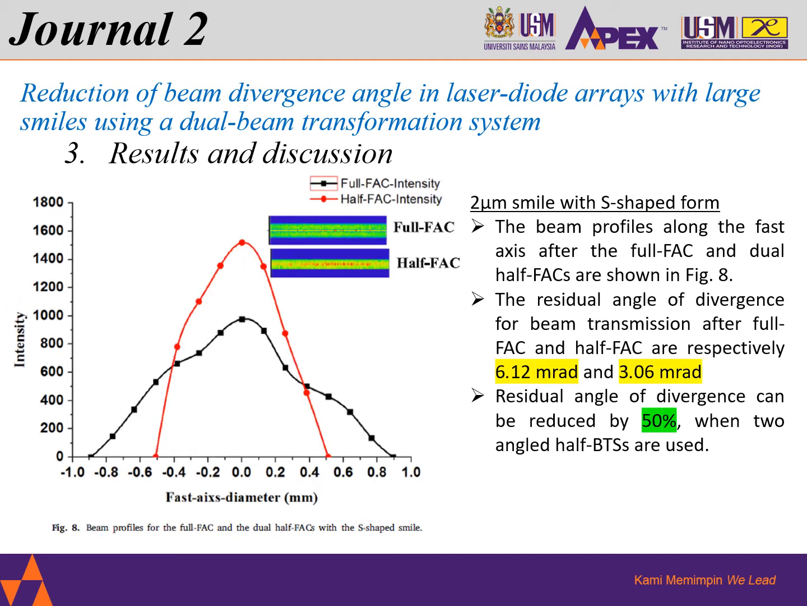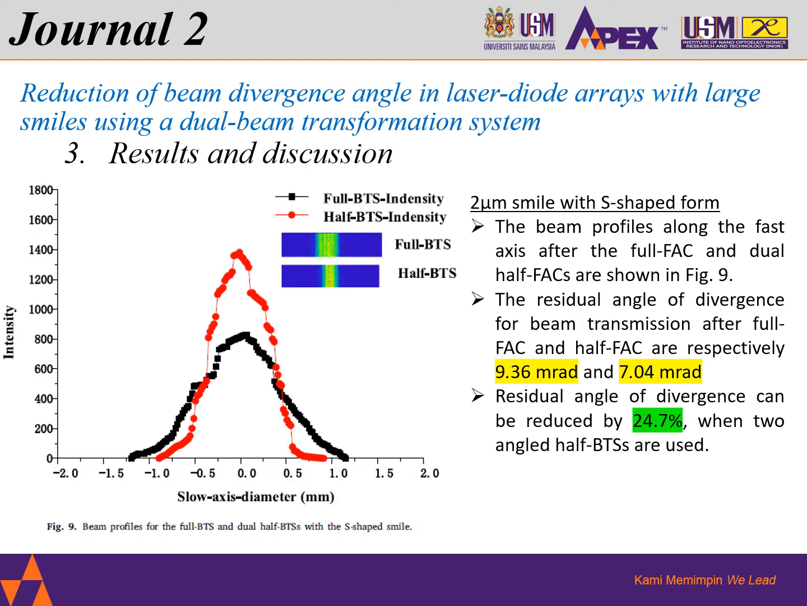Let's go to the S-shaped form of smile with fast axis diameter, and the same result: half BTS is smaller. We'll have a smaller angle of divergence of beam compared to a full BTS. This round is around 50% reduction.